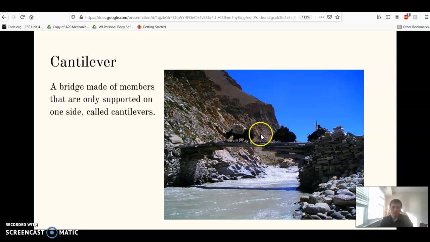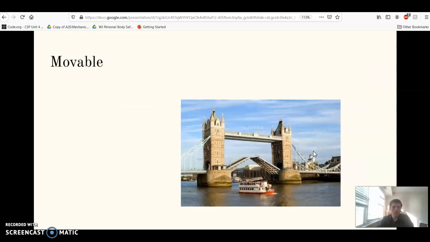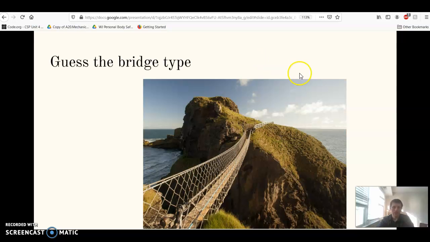Cantilever bridges we're not going to talk about much, but essentially the bridge is fixed on one side and not the other. And then movable bridges can be all kinds, but as you can see, this one here is a suspension bridge, but it can rise up and down. It's a drawbridge. This is a really famous bridge called the Tower of London. So guess the bridge.